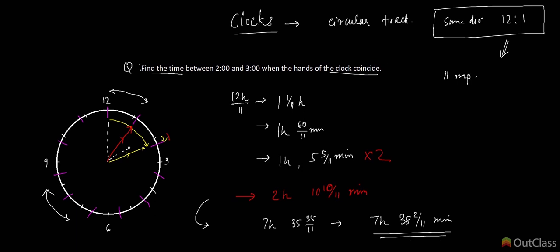Just remember that this is all you need. 1 hour 5 and 5 by 11 is the time that passes between two consecutive instances of the two hands coinciding, and then you just multiply it with whatever you want as a very quick and easy way of finding the answer to this particular question, but this doesn't help you with all the questions where angle is given and time is asked, only for specific cases. So let's look at the more versatile approaches in the next video.